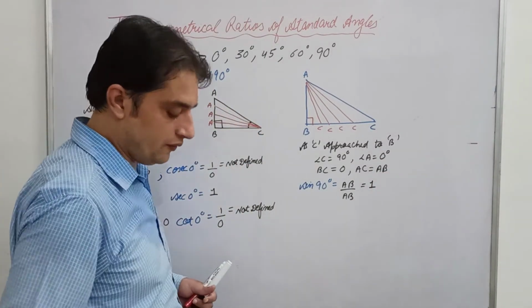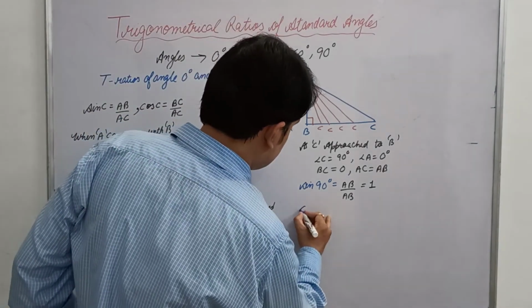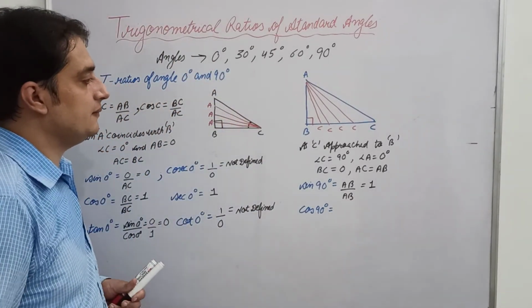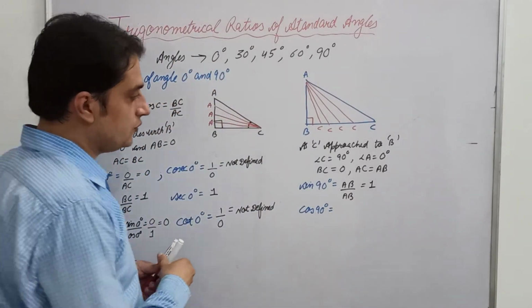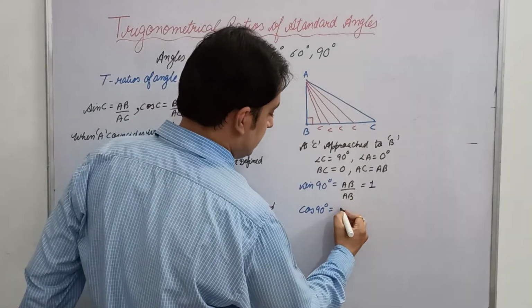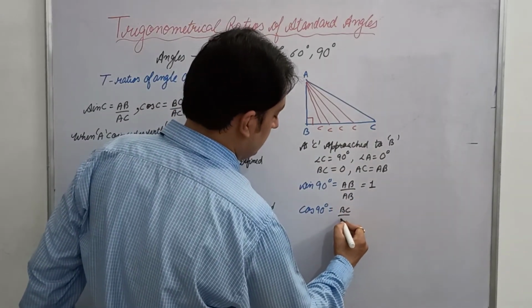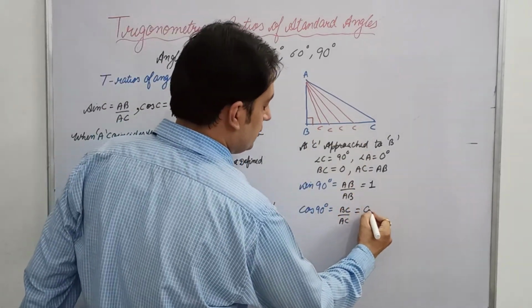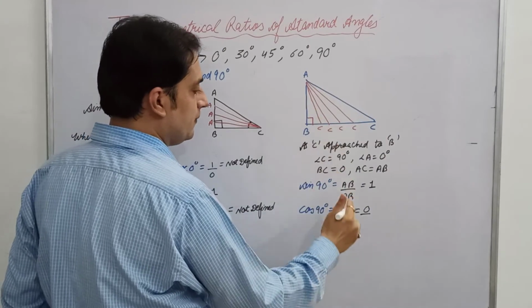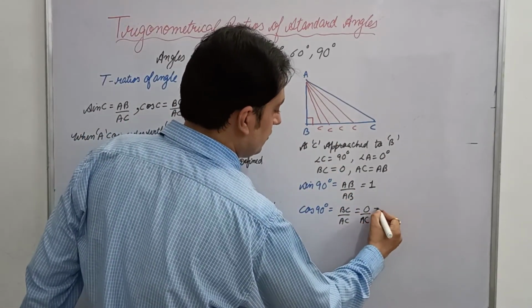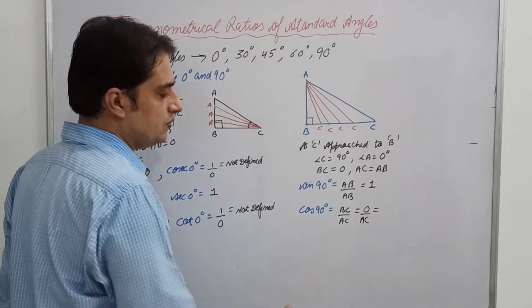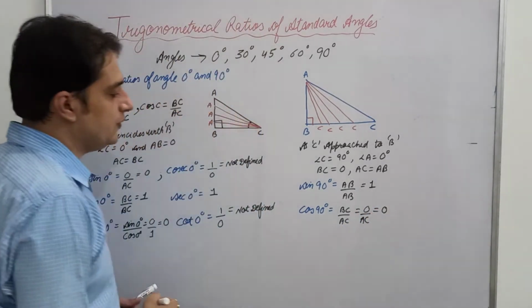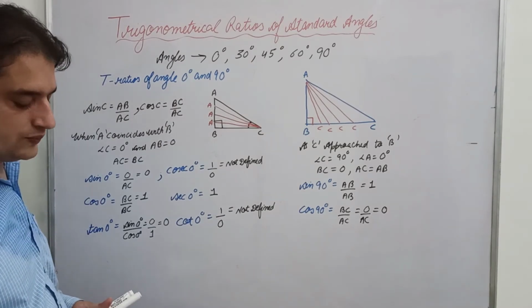Similarly, you can find the value of cos 90 degree. Cos 90 degree is again base upon hypotenuse. So the base is BC upon AC. BC in that case is 0. AC is equal to AB, or you can write AC as it is because the denominator is non-zero. So the value is 0. So cos 90 is 0.